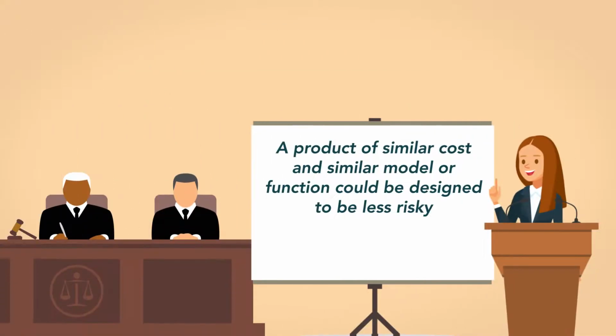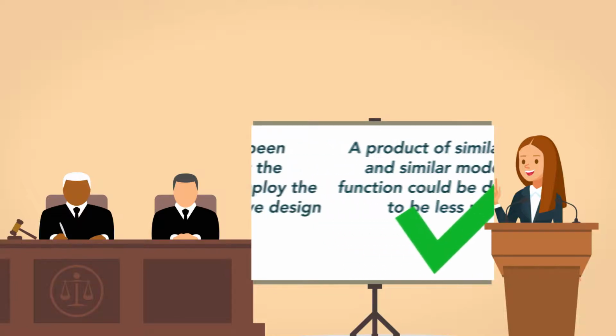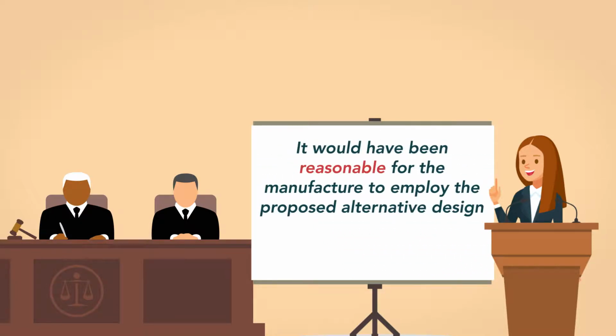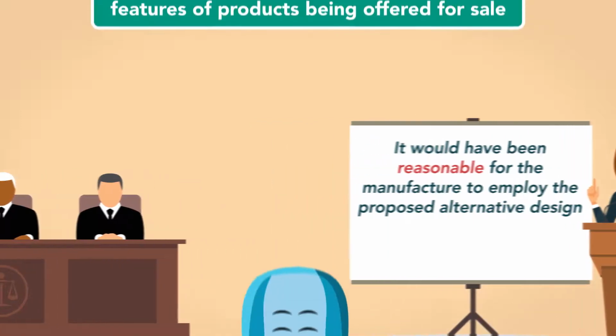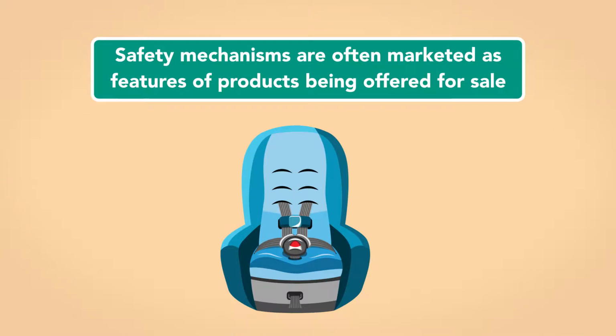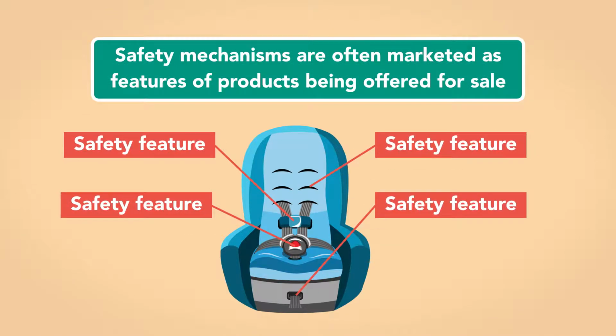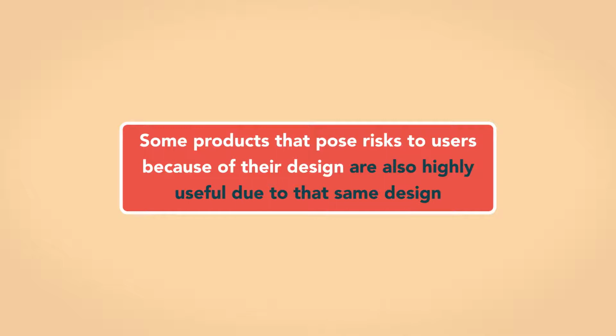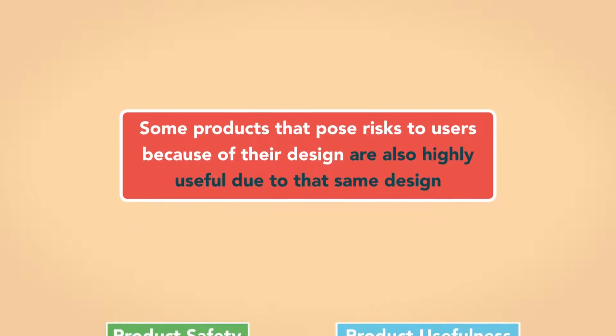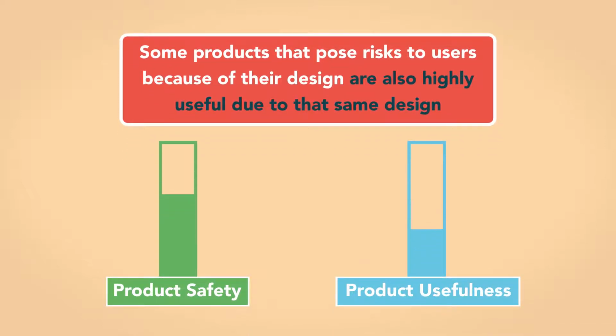In addition to showing that a product of similar cost and similar model or function could be designed to be less risky, the plaintiff must also demonstrate that it would have been reasonable for the manufacturer to employ the proposed alternative design. In practice, safety mechanisms are often marketed as features of products being offered for sale. A seller can ask a higher price for products with these features because they are less risky. Alternatively, some products that pose risks to users because of their design are also highly useful due to that same design. In those cases, the only way to increase the level of product safety would be to decrease its usefulness.